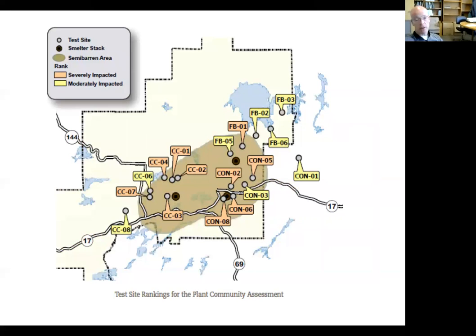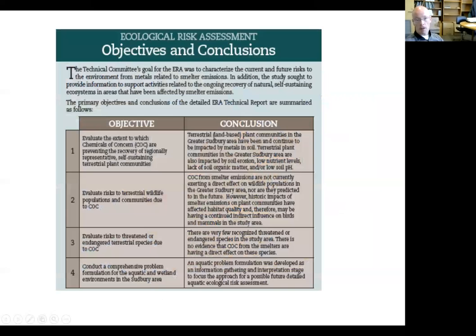If you were to look at this on the scale here, these were the 18 sites, and how they were ranked, and effectively all the sites were either severely impacted, i.e. red, so these are all red sites, or yellow, and these were moderately impacted, and this is the Sudbury core here. So you can see that there's a large area where the plant communities were heavily impacted. However, that was really it.